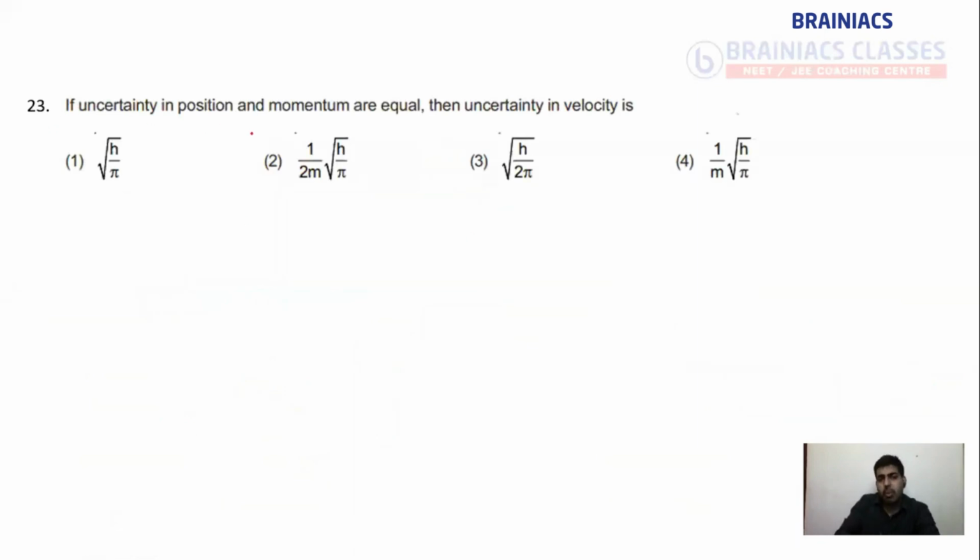If uncertainty in position and momentum are equal, then uncertainty in velocity is equal to. So according to Heisenberg uncertainty principle, delta x into delta p is greater than or equal to h by 4 pi. We can consider it as equal, so I'm removing greater than, let it be equal. So delta x into delta p equal to h by 4 pi. This is uncertainty in position and this is uncertainty in momentum.